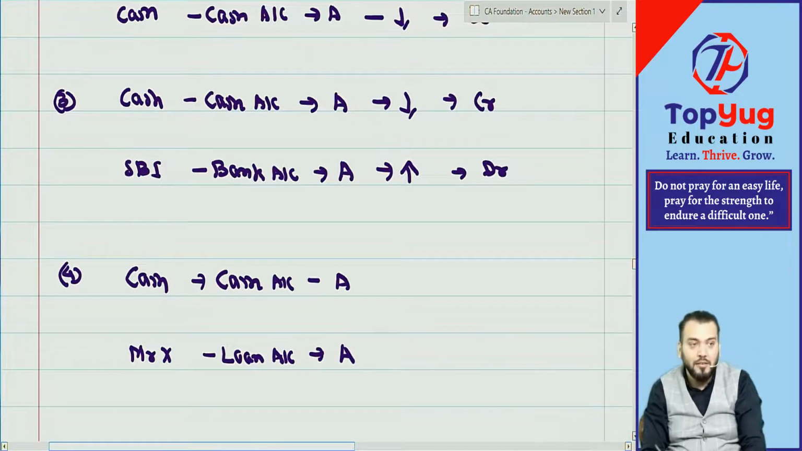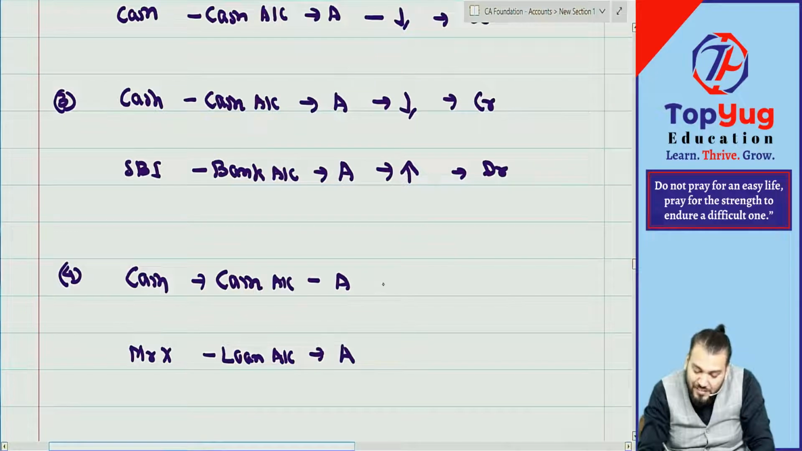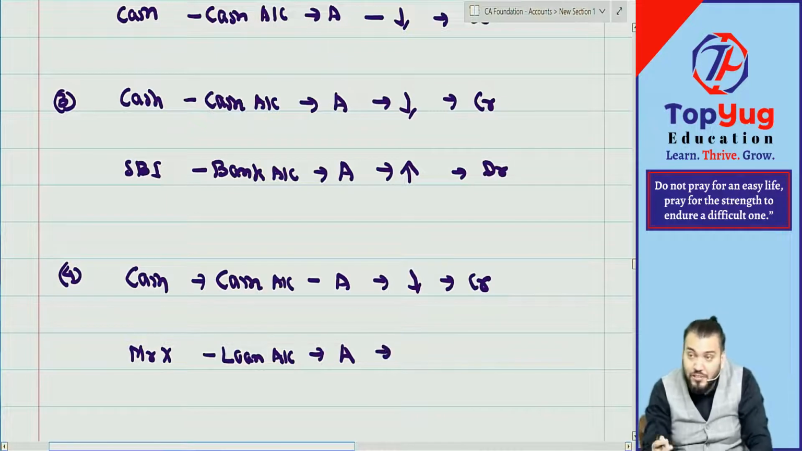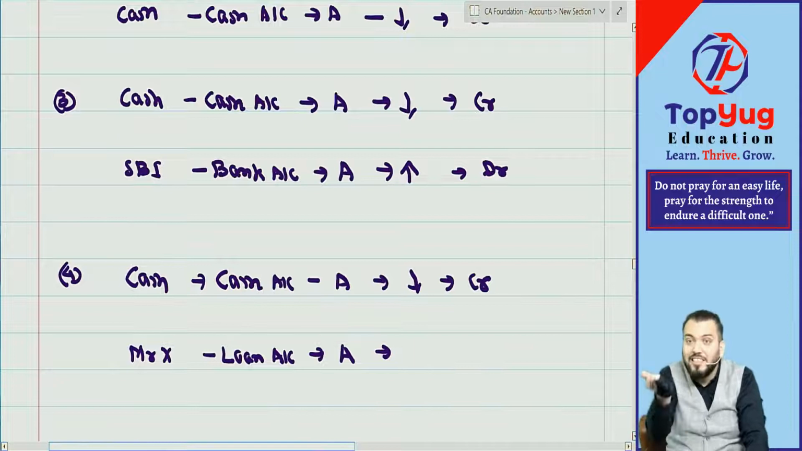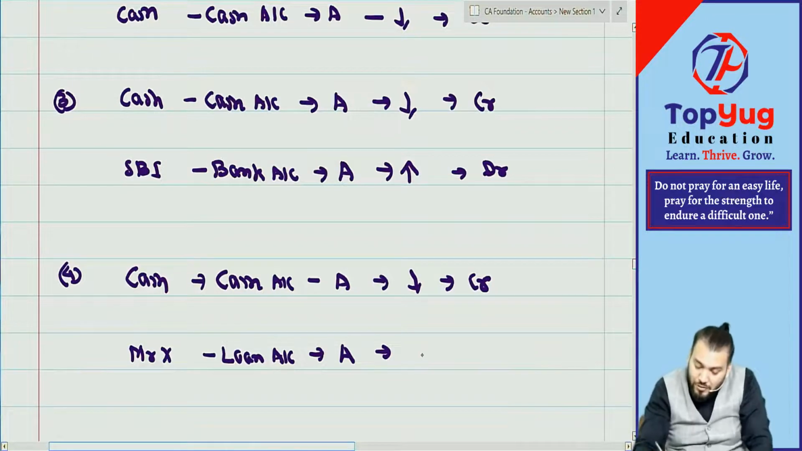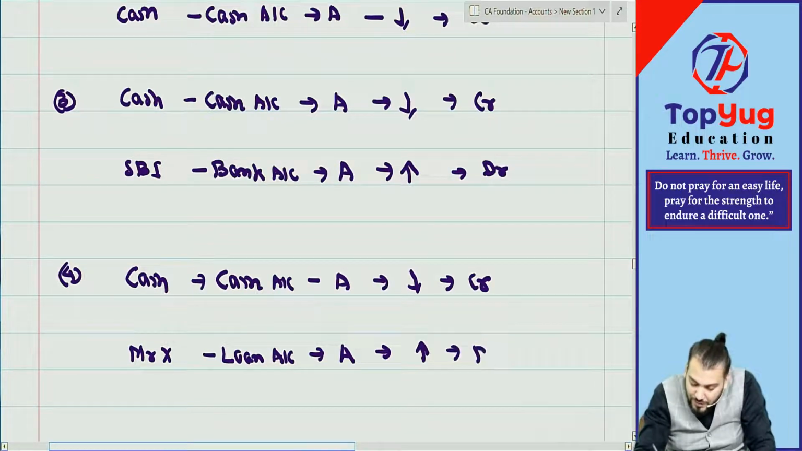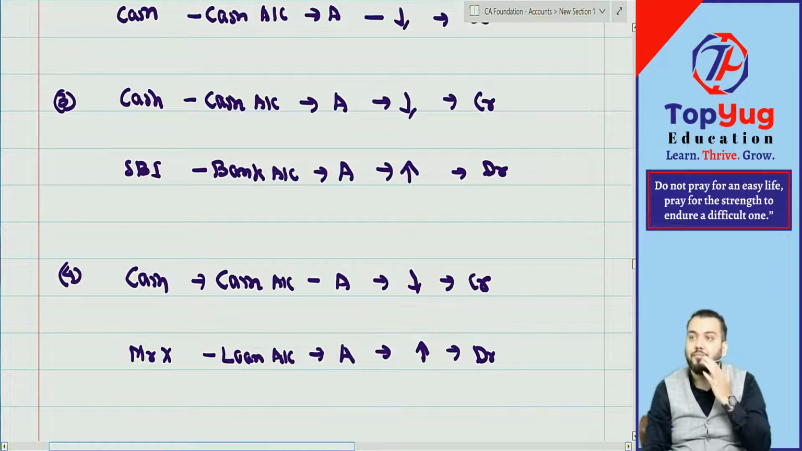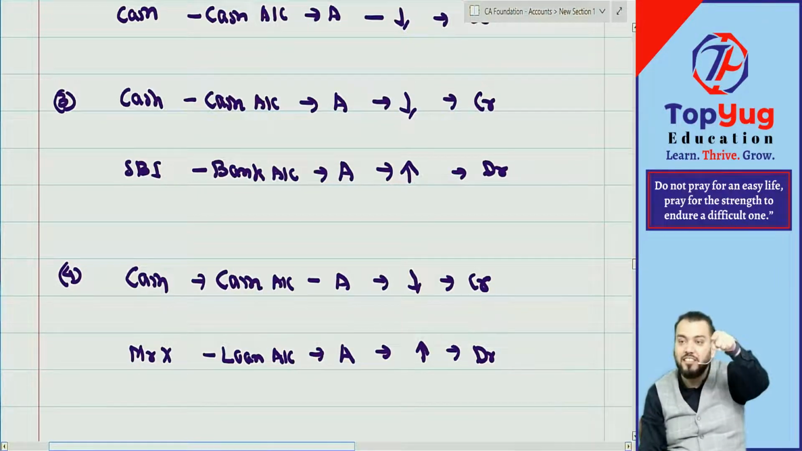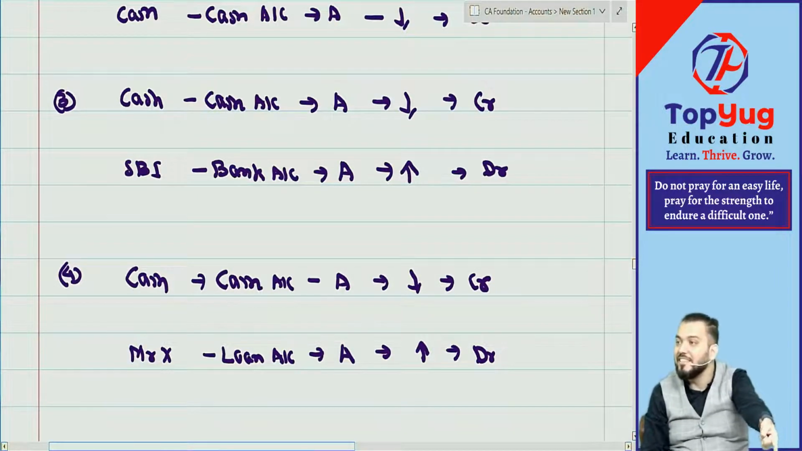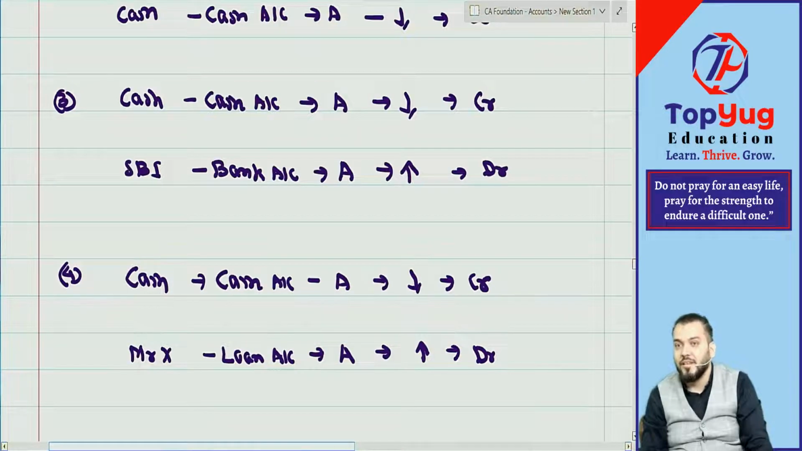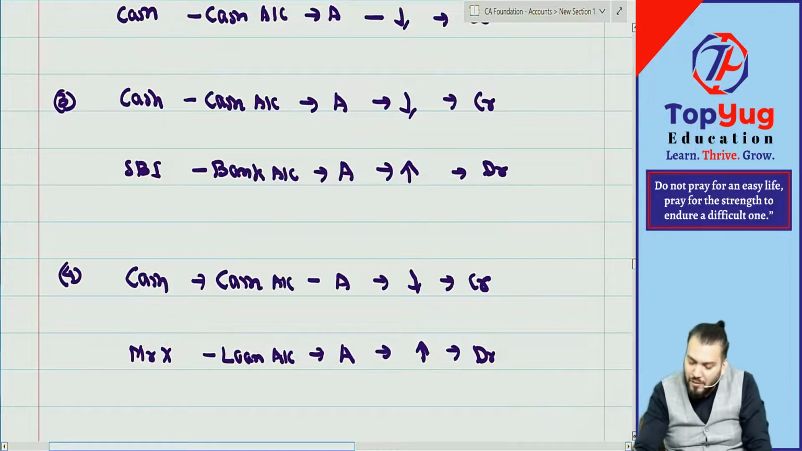Correct. My question to you all, this cash is increasing or decreasing? Decreasing. Decreasing means credit. Now this loan, the amount of loan is increasing or decreasing? So this loan is increasing. Correct. So increase will be what? Debited. Both are assets. So loan amount is increasing, cash amount is decreasing. Understood? Okay.